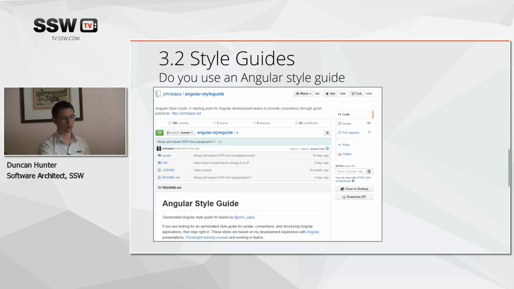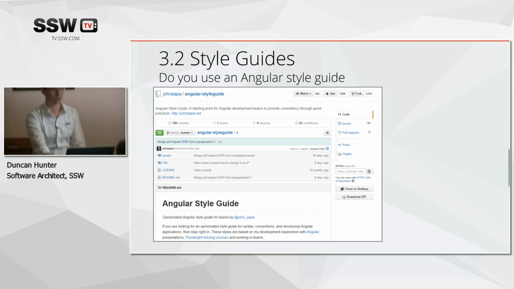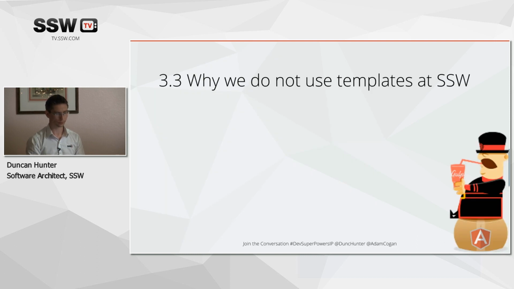So this style guide's really, if you haven't seen it, a must. This is a bit of an old picture. It only has 7,000 stars, but it's much more now. It's well worth having a look at, by John Papper on GitHub.